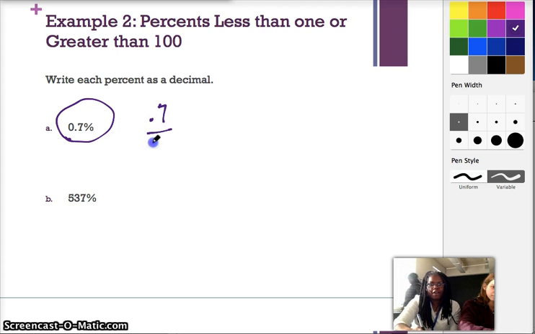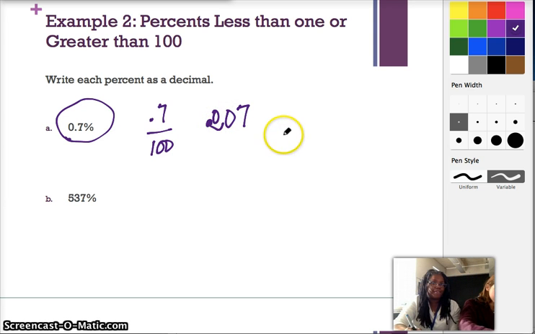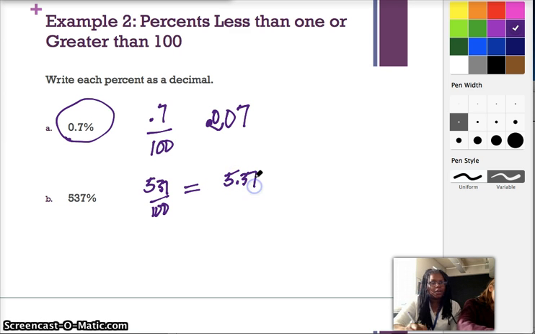It's 0.7 out of 100. And so we're going to divide by 100, which means move the decimal place twice to the left. All right, so I start off with my decimal here, and I go 1, 2. Sorry about that little mark there. And so my answer is 0.007, or 7 thousandths. What about 537? 537 out of 100 is still going to give me, dividing by moving the decimal place over 2 spaces to the left, 5.37. Any questions?